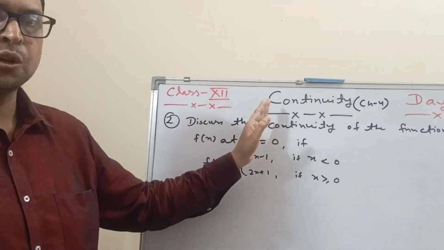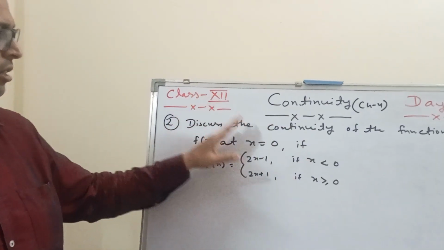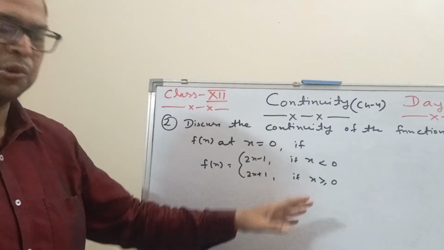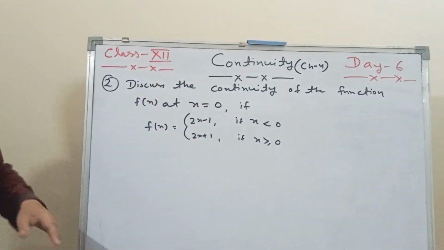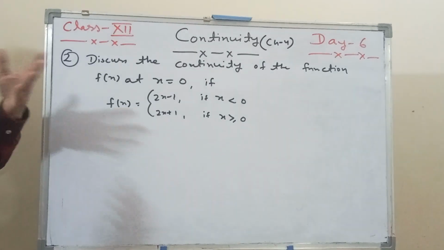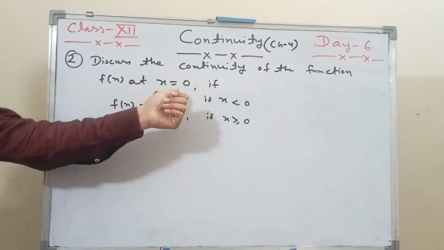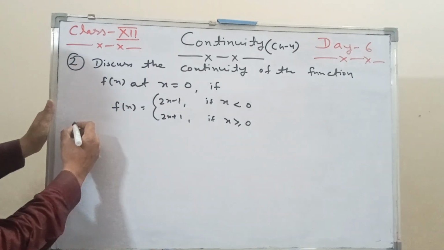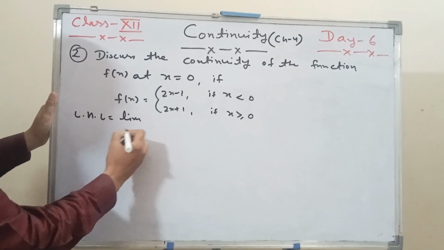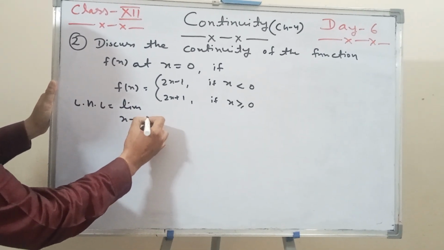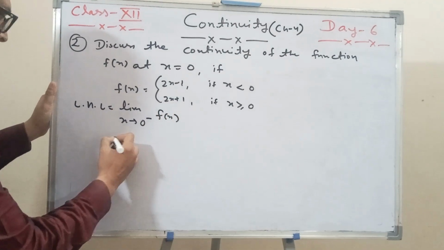Already this is a CBSE question, and this type of question will definitely come in your exam. The question is here, we need to find the continuity. We discuss the continuity of the function at x equals 0. Let us start with the LHL. LHL means left-handed limit, x tends to 0 minus.